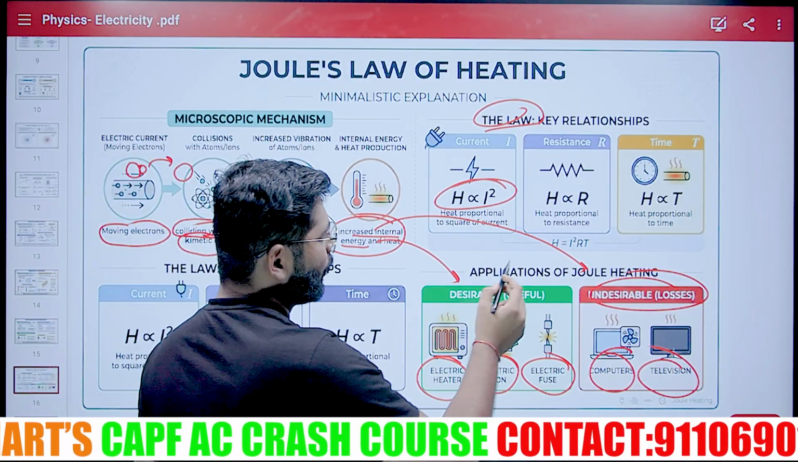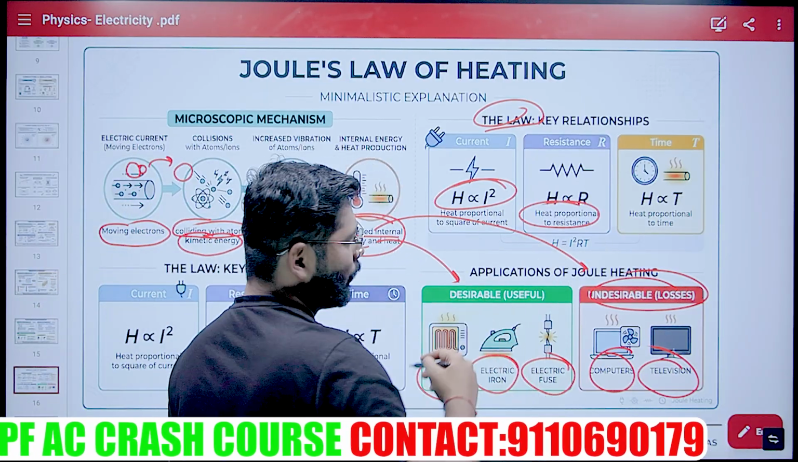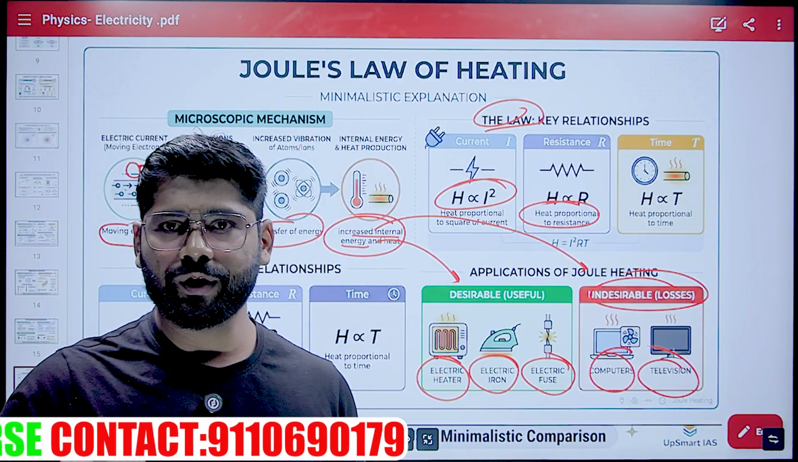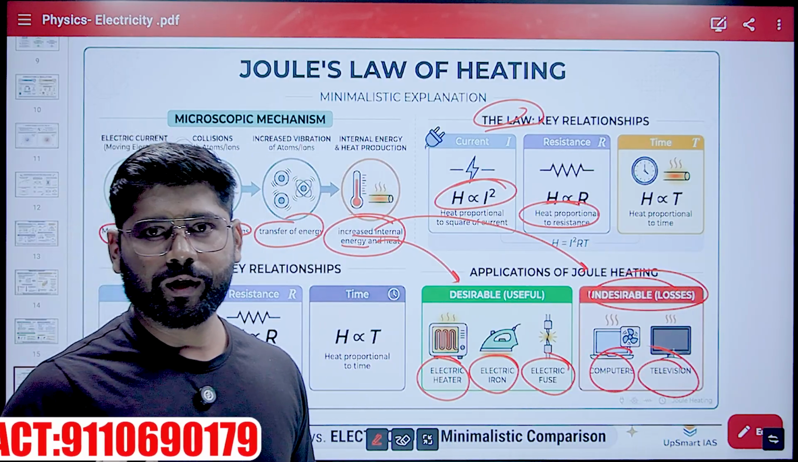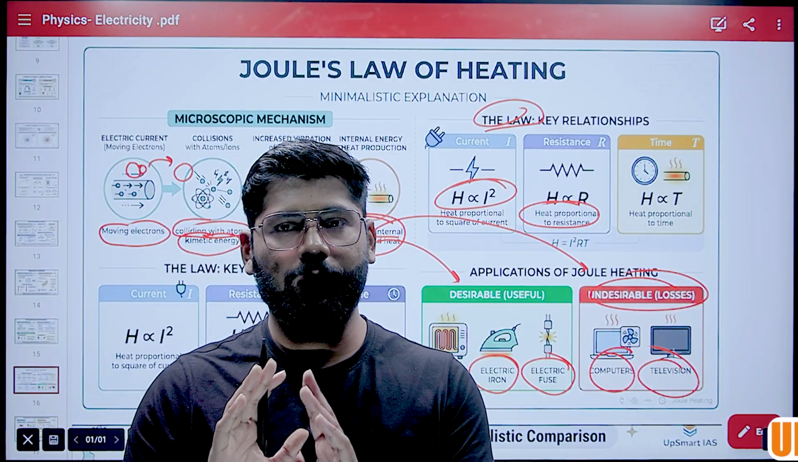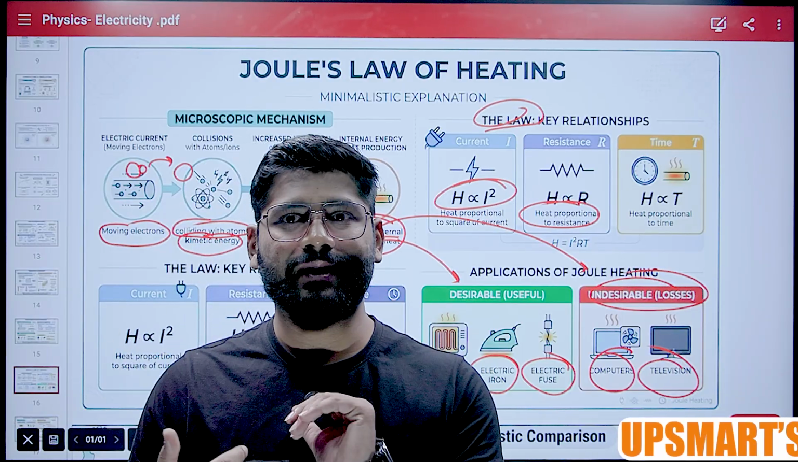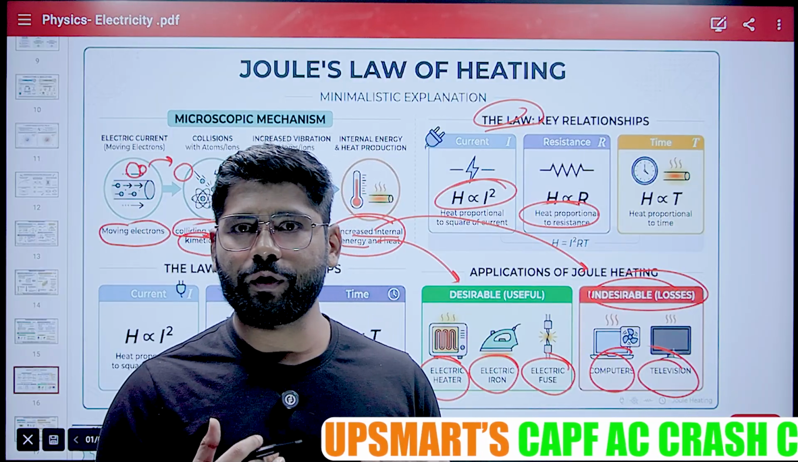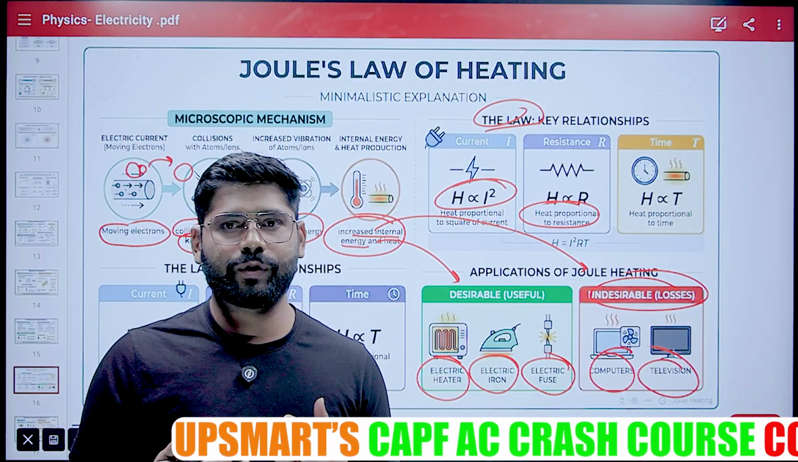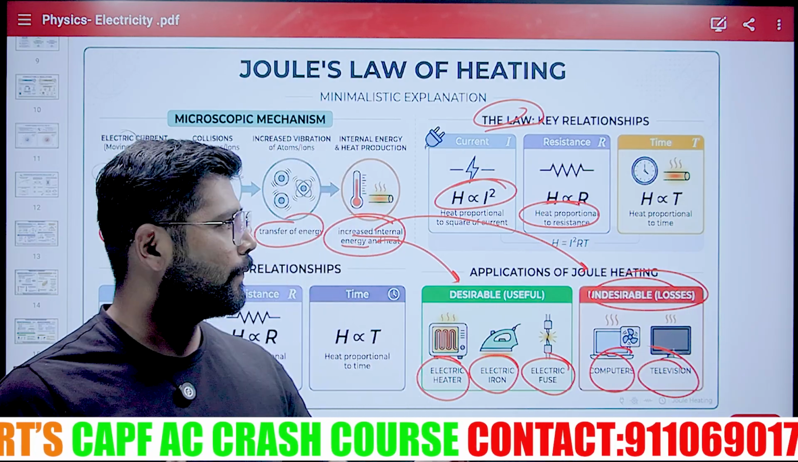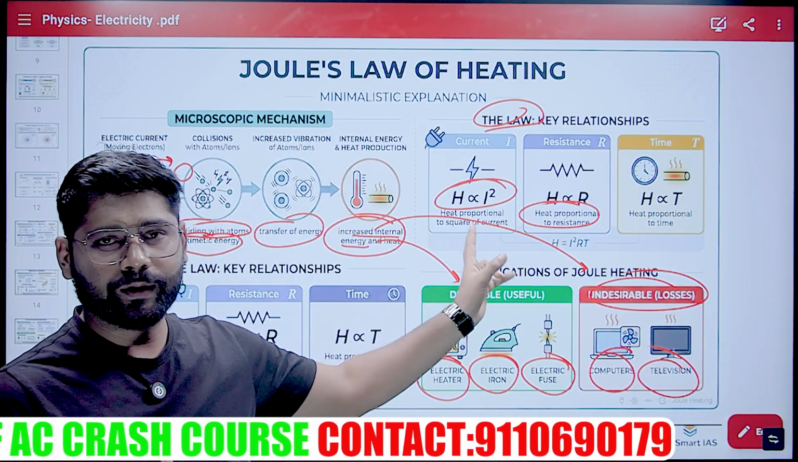Next, the heat is proportional to the resistance. So heat proportional to resistance means higher the resistance, higher the heat; lower the resistance, lower the heat. Because what is resistance doing? It is stopping the flow. It is stopping the flow means what it is doing? It is increasing the chances of collision of atoms and electrons, and it is increasing the chances of generating kinetic energy and internal heat. That's why higher the resistance, higher the heat.